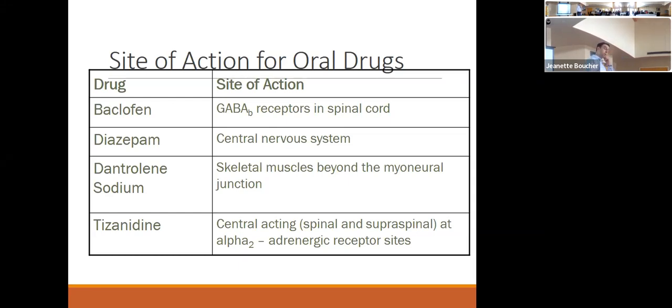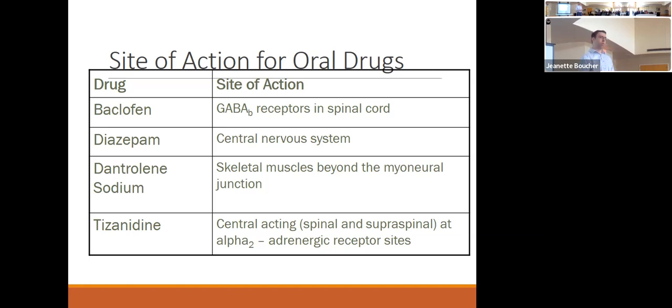Baclofen is the first line agent that I typically use. It's been studied and used for spasticity for years. It works centrally, so it works in the brain as well as the spinal cord. There's a specific receptor, a downregulator of our central nervous system, that works through a neurotransmitter called GABA. Baclofen works as a GABA analog at what we call a GABA B receptor, okay?